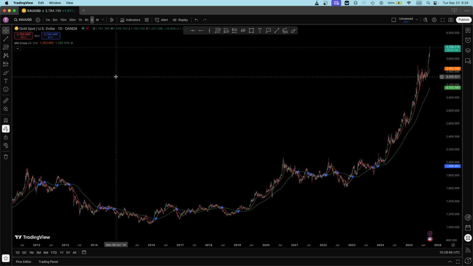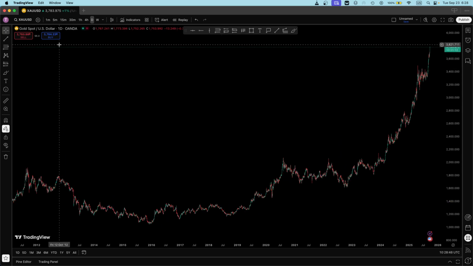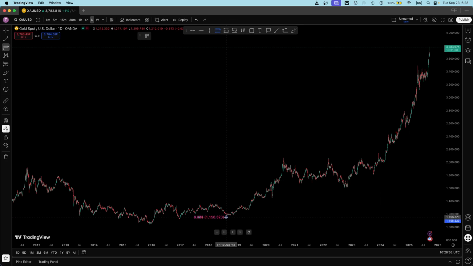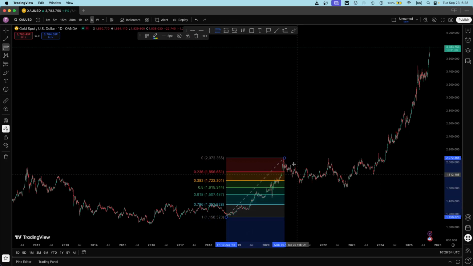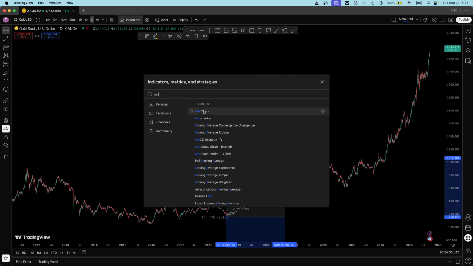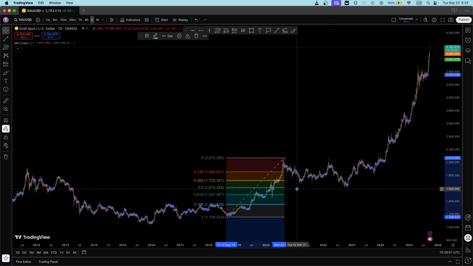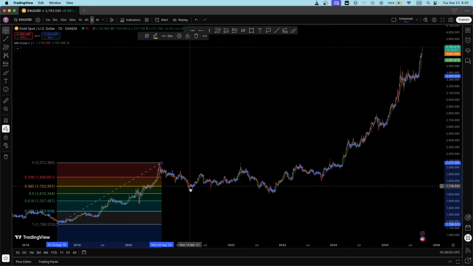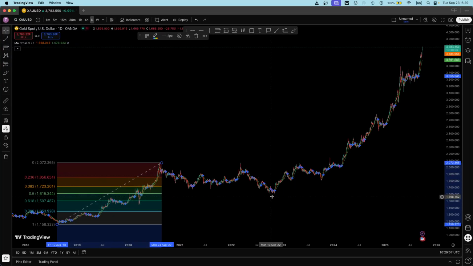Okay, so just use this as a confluence, where maybe you can use Fibonacci, and then you can add this MA cross, and you can look at it like, okay, at the 61.8%, did it cross, a bullish cross, then I would buy.